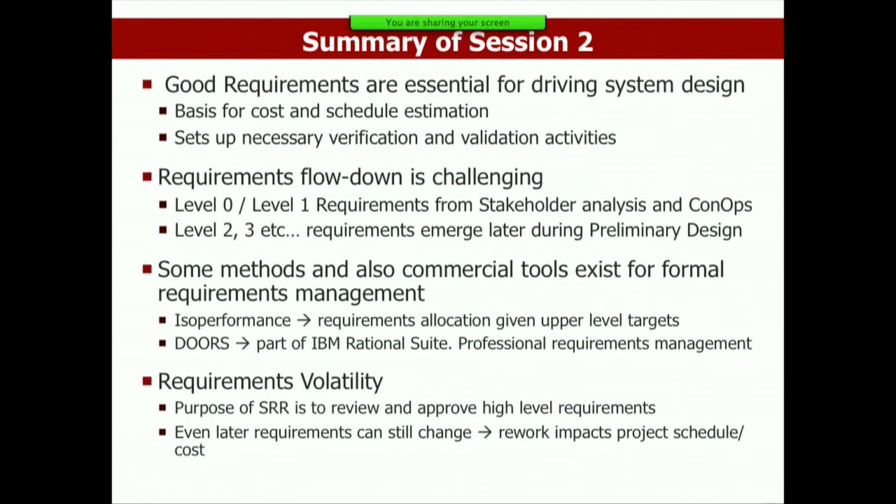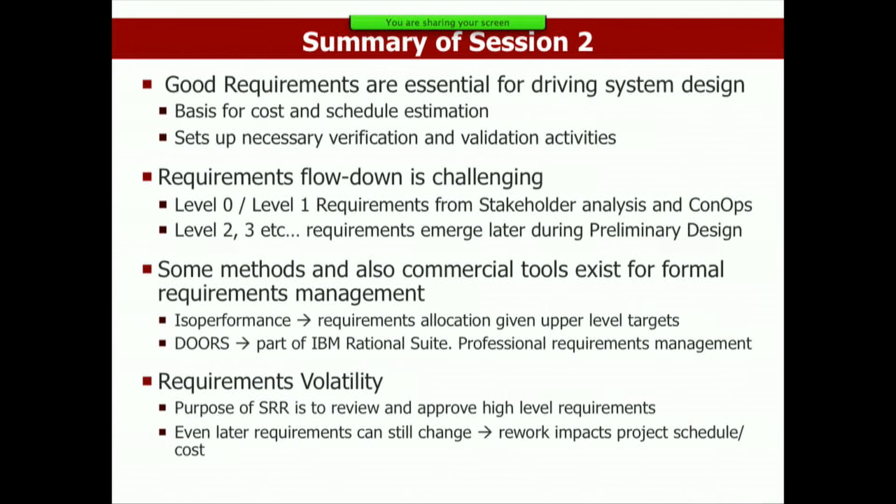So let me summarize. Good requirements are really essential. It's the starting point for system design, system engineering. It is a challenging thing, especially the flow down is challenging. There are some methods and commercial tools for doing formal requirements management. So I mentioned ISO performance, and then I mentioned DOORS, these commercial tools.